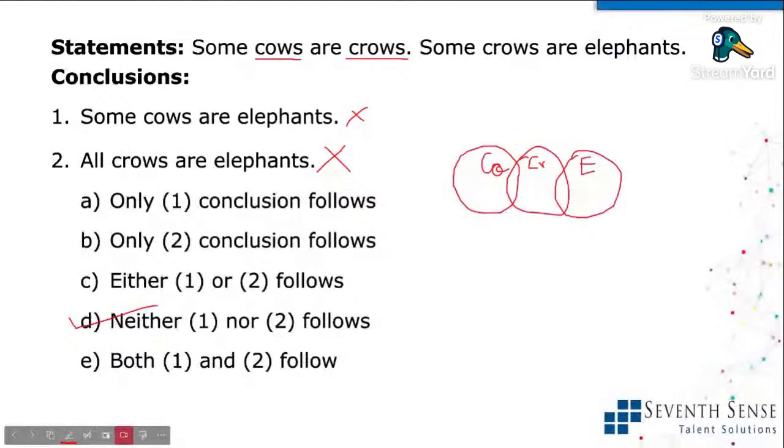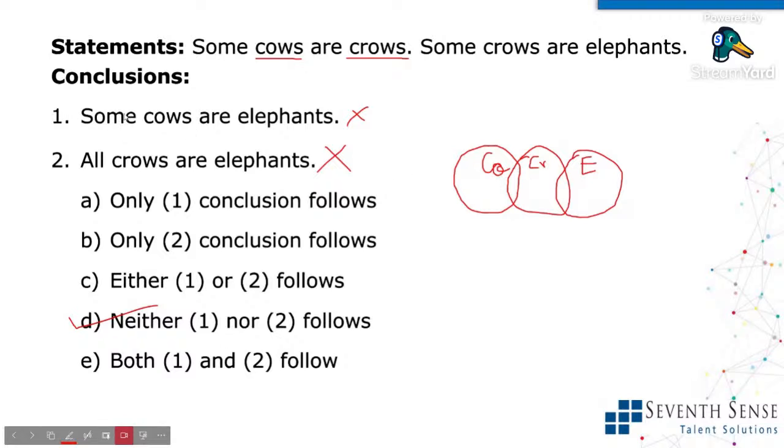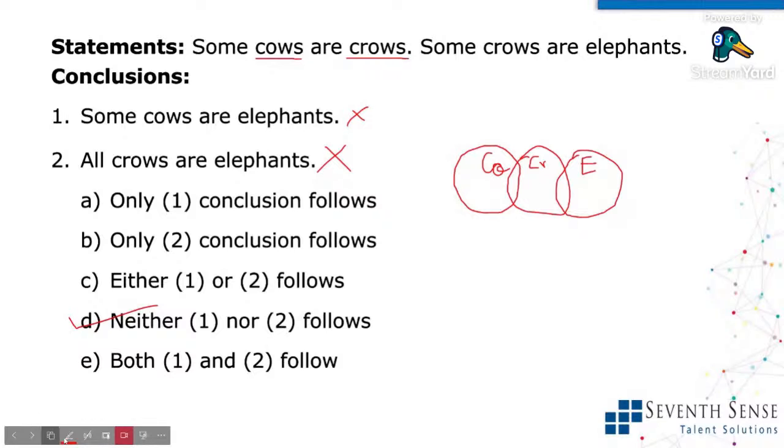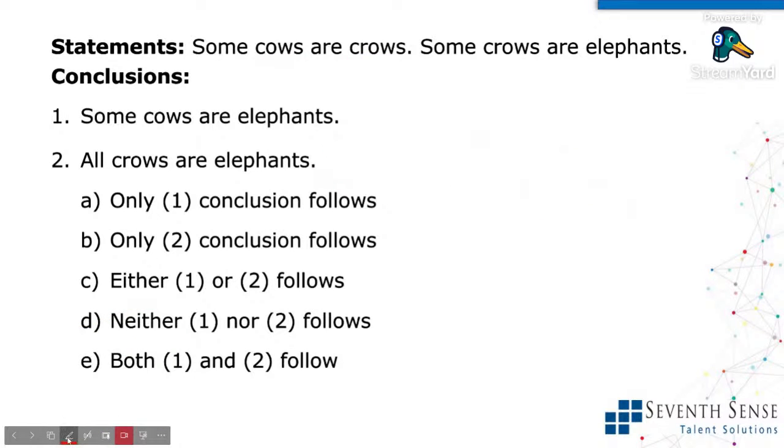So guys who selected A, I believe you understood. This is how it works. You have to check the connection between them. Some cows are elephants. See, cows are there, elephants are here. The connectivity is cut over here. There is no connection. All crows are elephants? Only some crows are elephants, but not all crows are elephants. So again, you have to cancel both of them. Now please try the next one.